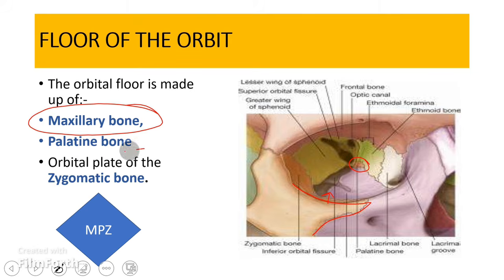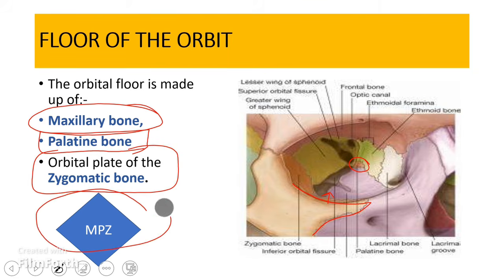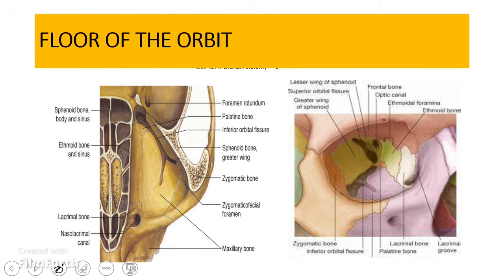Okay, so the three bones which are forming the floor of the orbit are the maxillary bone, the palatine bone, and the orbital plate of the zygomatic bone, and this can be remembered with the mnemonic MPZ. So the floor of the orbit again is depicted in this first picture. It is as if you have taken a cut section.